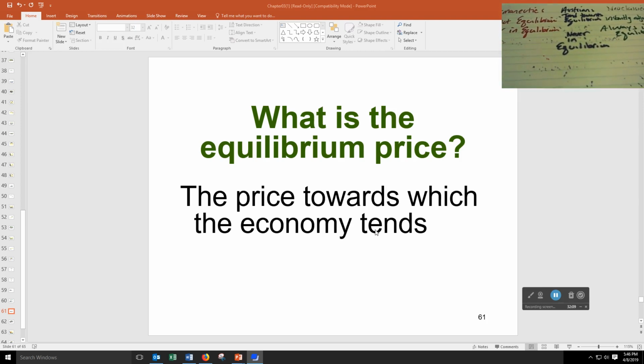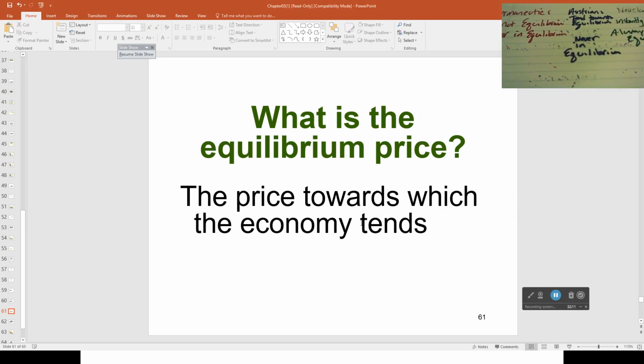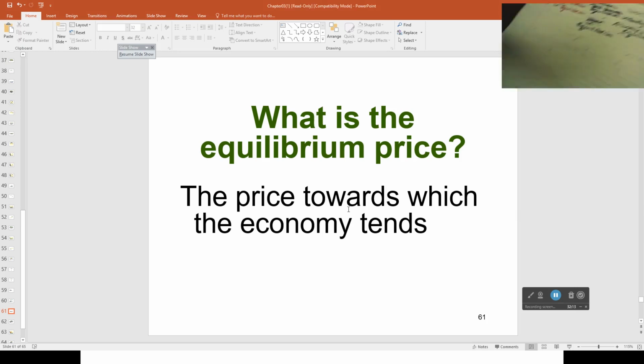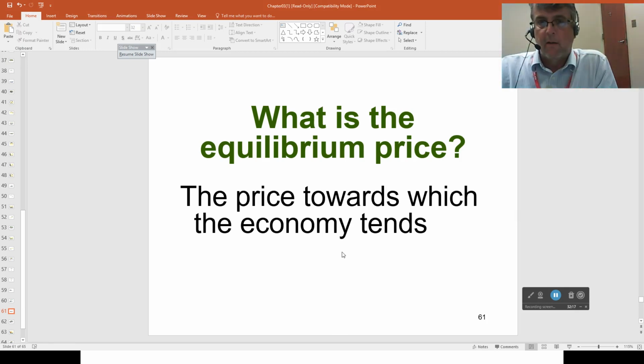I normally do that in class, but this time we're not. So equilibrium is the price towards which the economy tends. There we go.